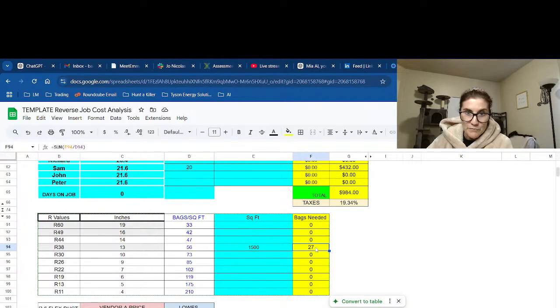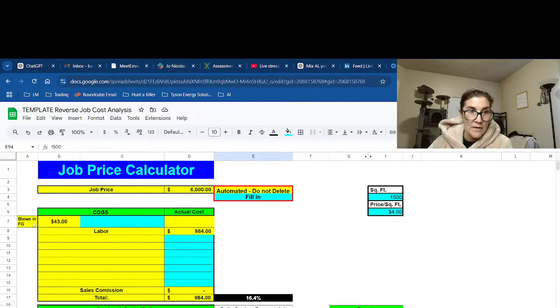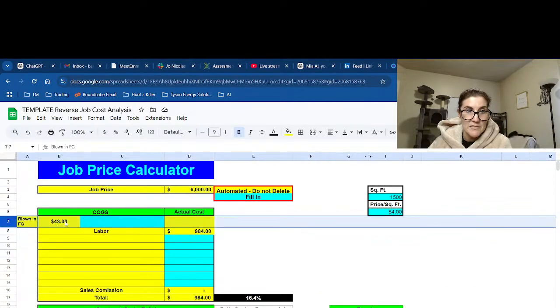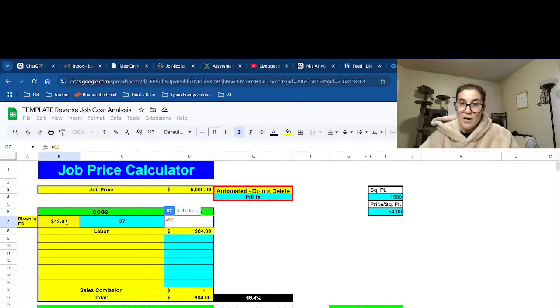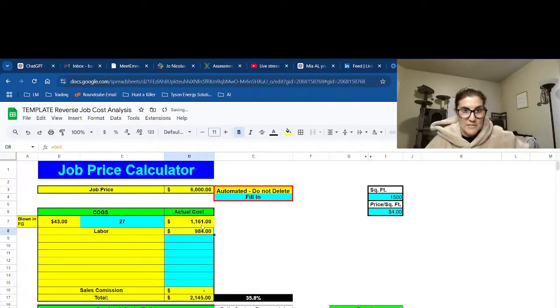Okay, so we have 27 bags that we need, and this is just a simple formula that will tell you how many bags you'll need to get to that R value. So we need 27 bags, go up here. This is the blown in fiberglass, and this is the cost. So if we have 27 bags in this blue cell, we're going to multiply the cost of the bags times the number of bags. So that's 1161, and that is materials.